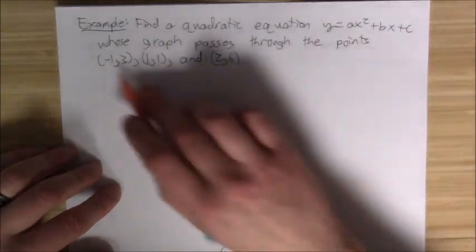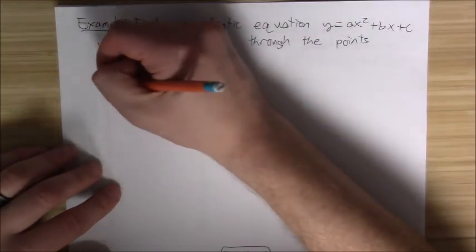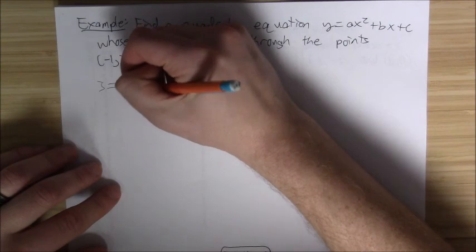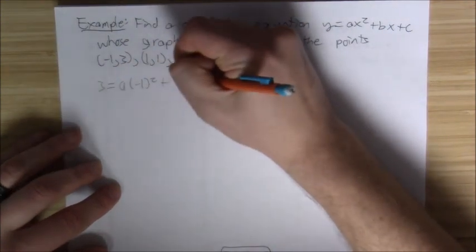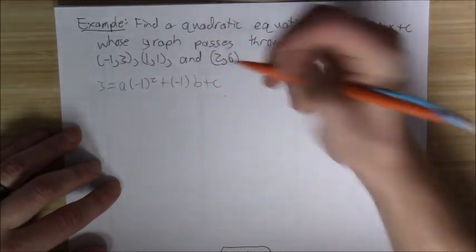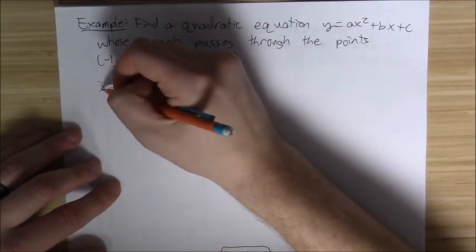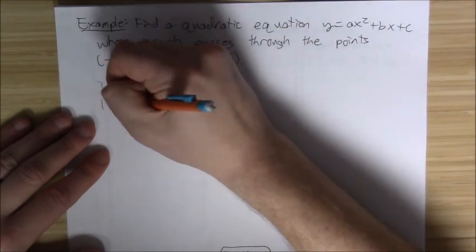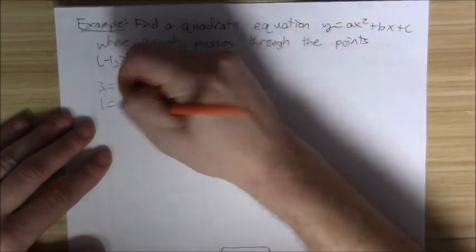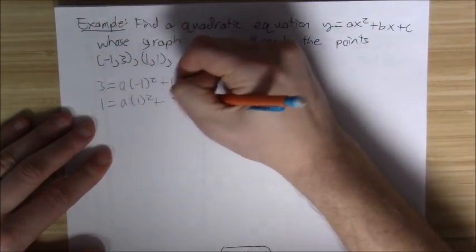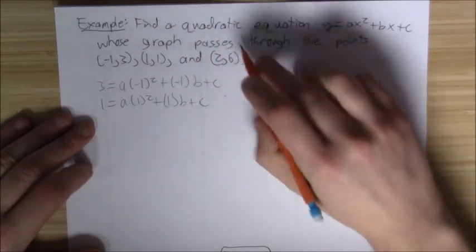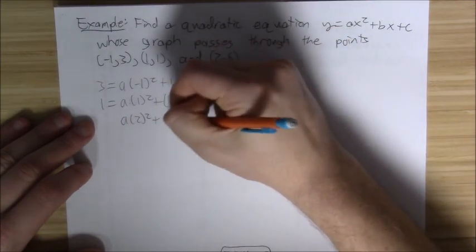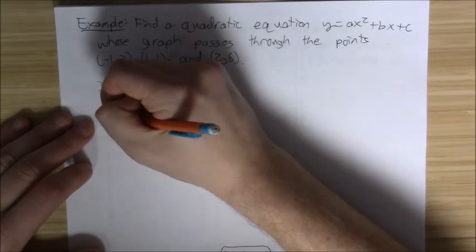So what are we really saying there? We're saying that if we plug in -1, we get 3. So 3 is equal to a times (-1) squared, I'll go ahead and just write out, plus -1 times b plus c. Here, we also have that if we plug in 1, we would get 1 back out. So we have a times 1 squared plus 1 times b plus c. And then finally, if we plug in 2, we will get 6 back out, right?